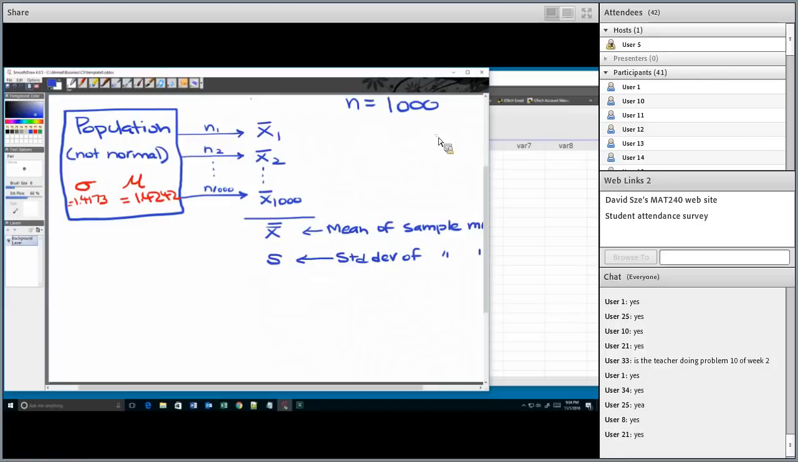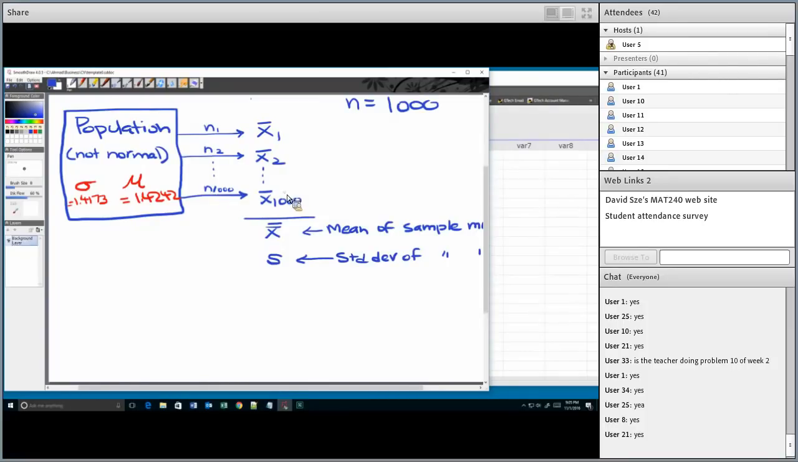Okay, so here's the first sample. I take the first sample of 1,000, and I want to calculate its mean. Here's a second sample of 1,000. I want to calculate its mean. And I want to do this 1,000 times. This is the 1,000th sample, and I want to calculate the 1,000th mean.